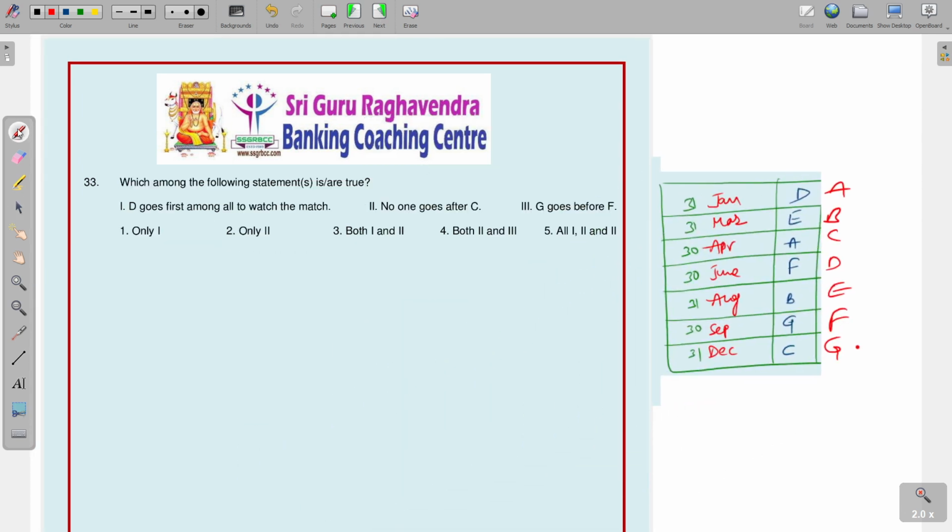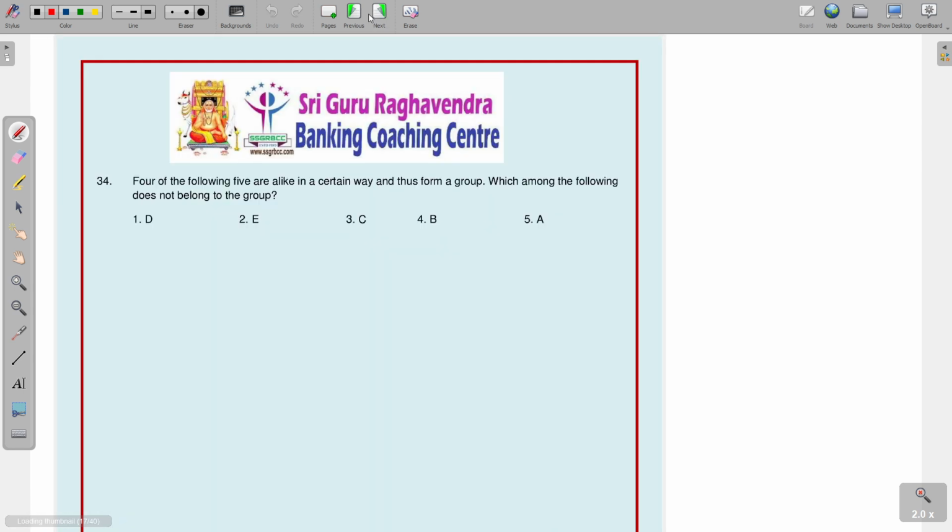So D goes first among all to watch the match, so it is correct. And next, no one goes after C, it is also correct. G goes before F, it is not correct. Only 1 and 2 are correct. Next, 4 of the following 5 are alike in a certain way. Which among the following does not belong to the group?